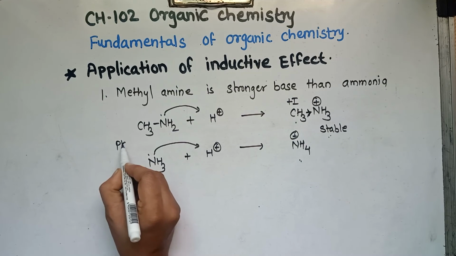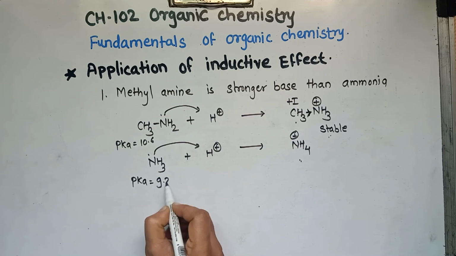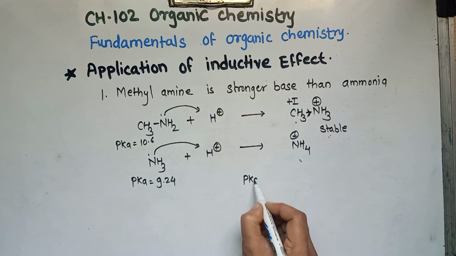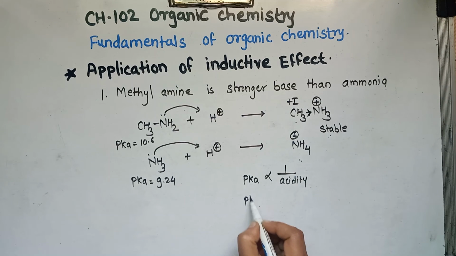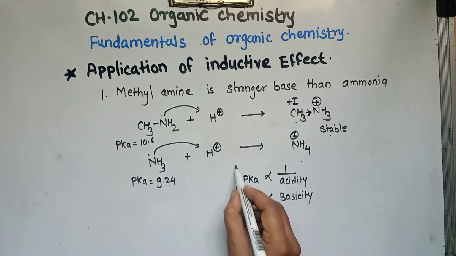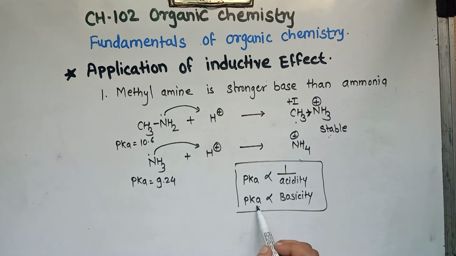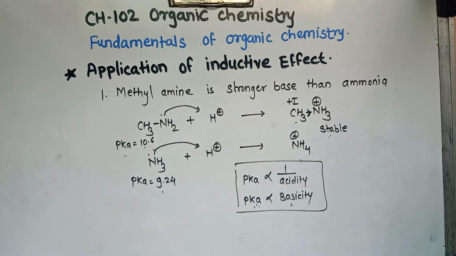Then the pKa here is 10.6 and here the pKa is 9.24. In the previous case, we discussed that pKa is inversely proportional to the acidity, right? But here the pKa is directly proportional to the basicity. So this is a very important part. You have to remember this box. pKa is directly proportional to the basicity. The higher the pKa, the stronger the base. So in this case, 10.6 is the higher value as compared to this one. Hence, methylamine is a stronger base than ammonia. Okay, is it clear? So this is the first application.